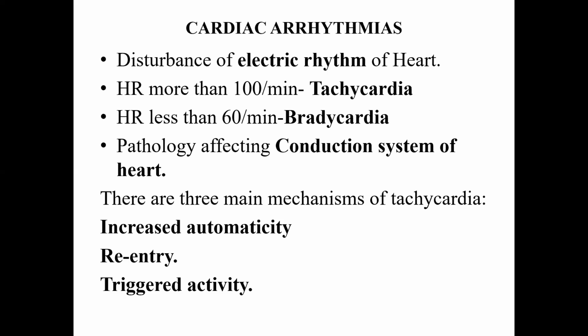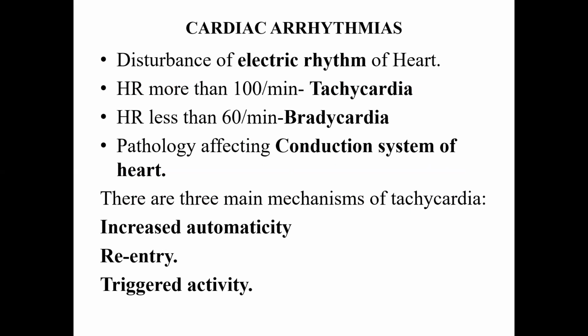Cardiac arrhythmia is defined as the disturbance of electrical rhythm of heart. So there is a normal electrical rhythm of heart, which we were discussing in the first class. And so this heart rate, when it is more than 100 per minute, it is known as tachycardia. And when it is less than 60 per minute, it is bradycardia.